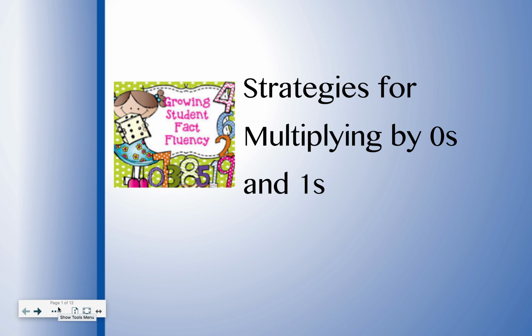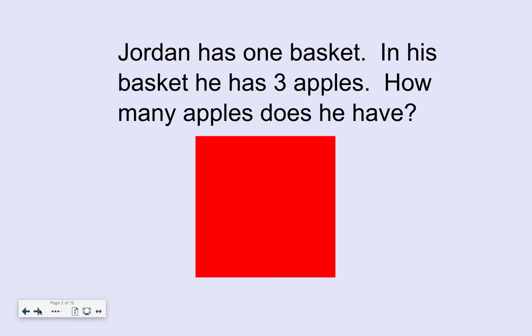This video will discuss strategies for multiplying by zeros and ones. So zeros and ones can be easy. They can also be really hard. It's hard for us to think about zeros and ones, but once you understand them, they'll become some of your easiest facts.